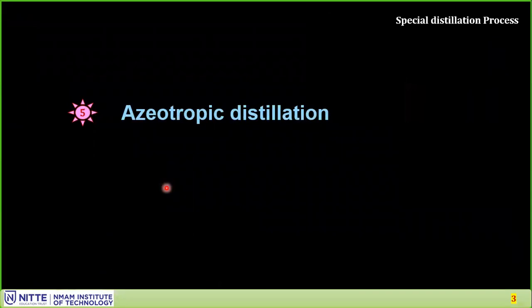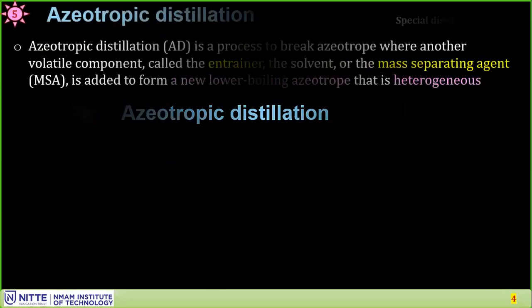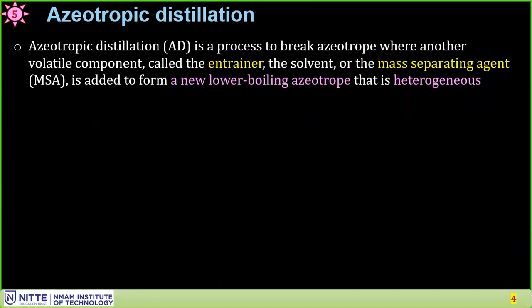So first let us see what is azeotropic distillation. Azeotropic distillation, we can short name call it as AD. It's a process to break an azeotrope, where another volatile component called entrainer, resolvent or mass separating agent is added, and you produce a new lower boiling azeotrope, which is heterogeneous in nature. So when you use azeotropic distillation, it is used for those binary solutions which form an azeotrope.